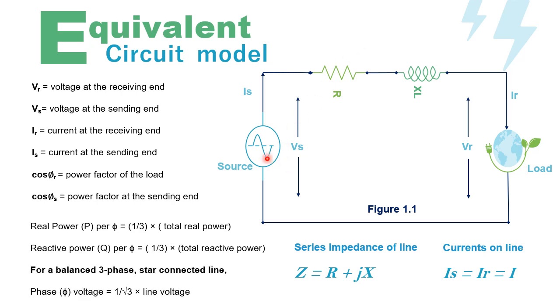When working with a balanced three-phase line, it is assumed that all the given voltages are line-to-line values and all currents are line currents. Thus, for three-phase line calculation, real power per phase is equal to 1/3 multiplied by the total real power, and the reactive power per phase is equal to 1/3 multiplied by the total reactive power. For a balanced three-phase star-connected line, phase voltage is equal to 1 over the square root of 3 multiplied by the line voltage.